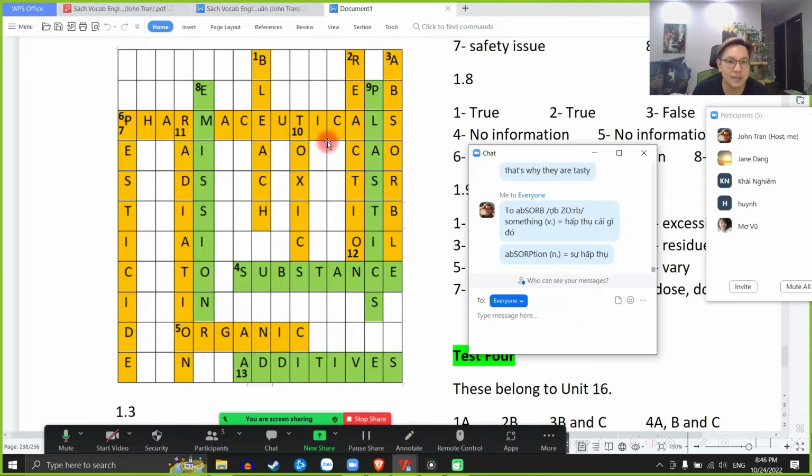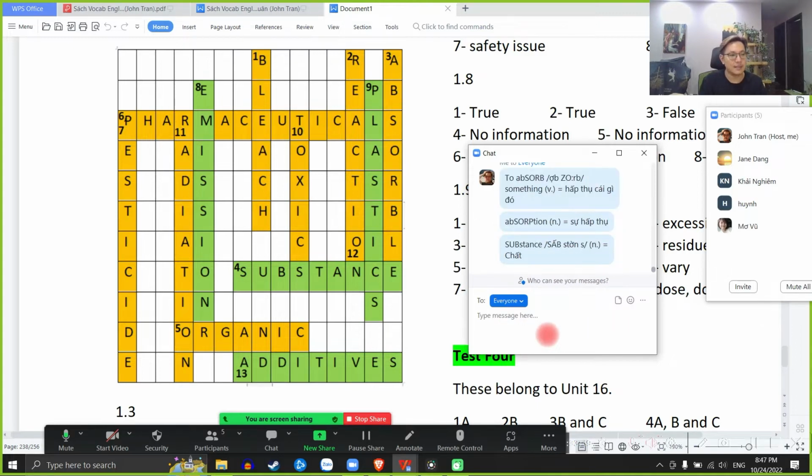Alright, number 4 is... Where number 4? Substance. Một cách để mà miêu tả tính chất vật lý của một cái chất nào đó, nó chính là một cái chất. Substance. Substance is a substance. Là cái chữ chất á, substance.